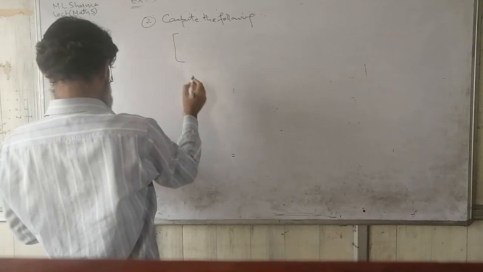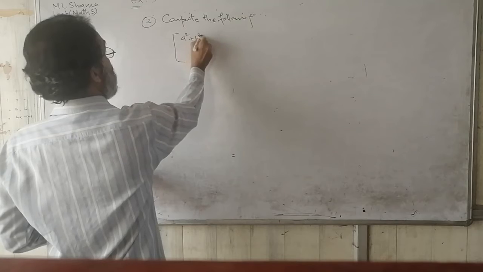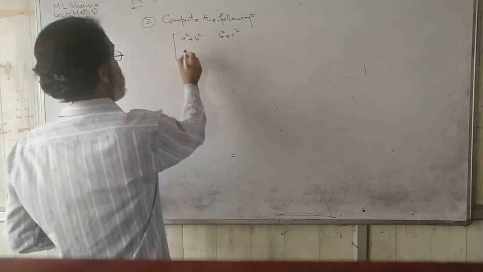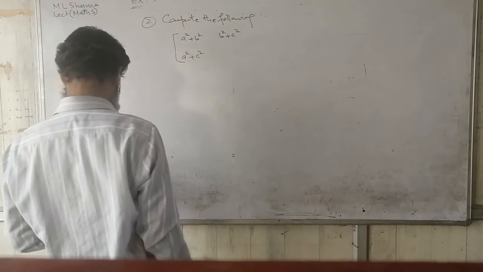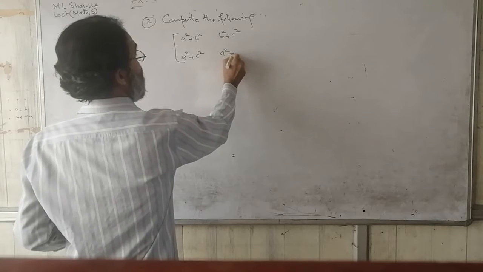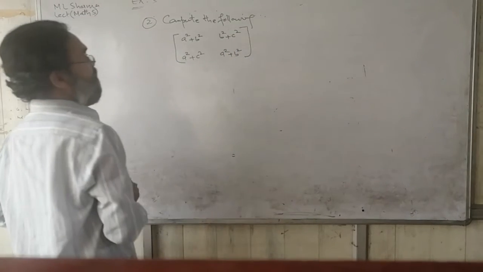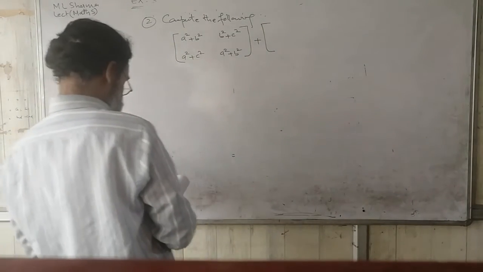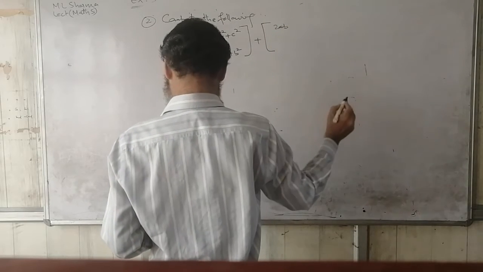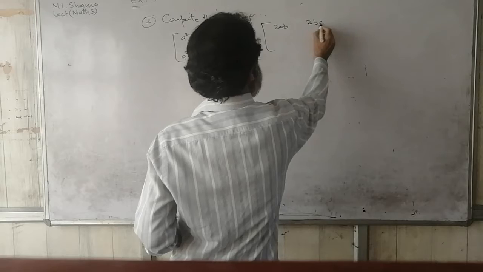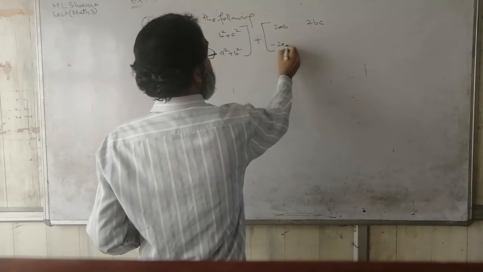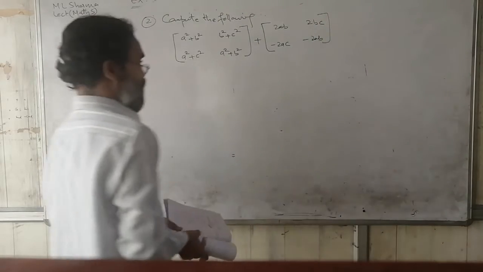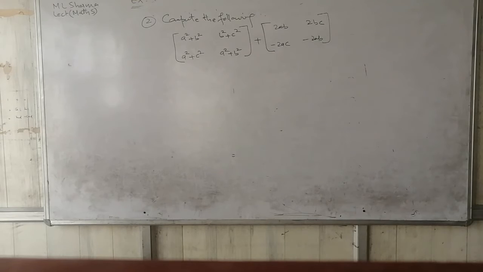Matrices are given as A square plus B square, B square C square here, A square C square here, and A square plus B square. So it is again a 2 by 2 matrix, 2 rows and 2 columns, plus 2AB, then 2BC, minus 2AC, and minus 2AB. So I have to add these two matrices.